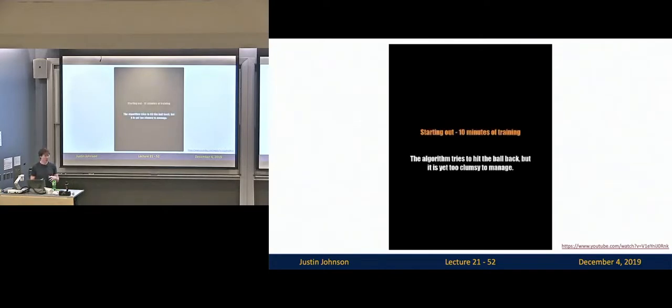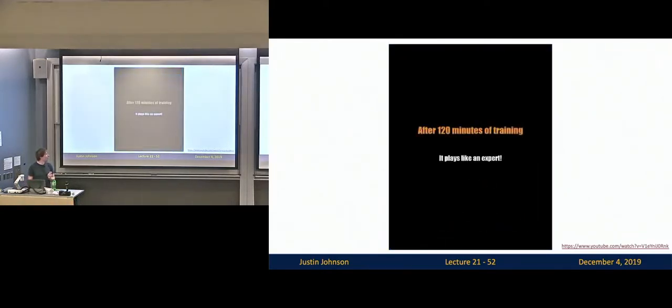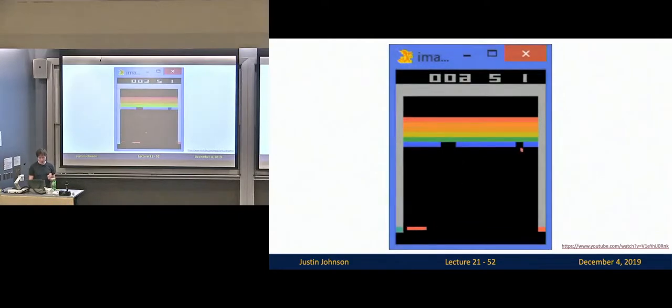At first, at the beginning of training, it's not doing so well because we started with a random network. It's hitting the ball sometimes, but it's missing a lot of the time, and it's not very smart. When you start off with a random neural network, it performs pretty badly at the beginning. That's pretty normal. After we train a bit longer, the network gets better, and now it can actually hit the ball.